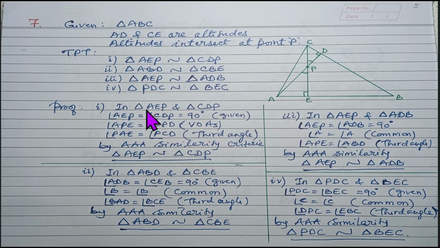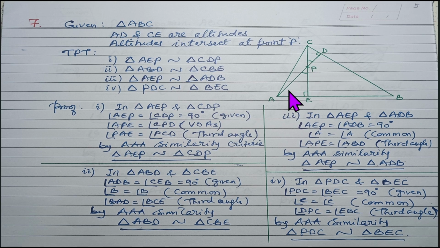Now let us take triangle AEP and triangle CDP. Now we find that angle AEP is 90 degrees and also angle CDP is 90 degrees. So one angle of both the triangles is equal. Now angles APE and DPC are vertically opposite angles, so the second angle is equal again.